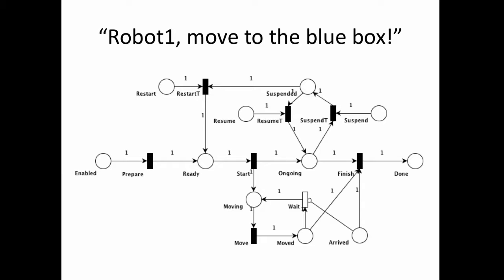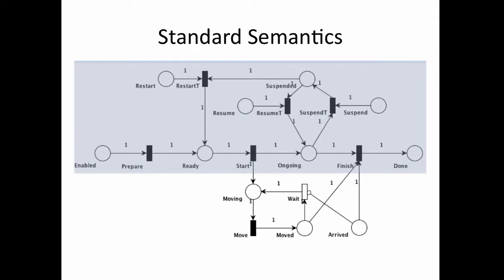So let's get into a little more detail here. This gray portion of the Xnet indicates a standard structure, a standard semantics for events and actions that we think is applicable very widely, and suggests that we've got initially an enabled state, which says that we're ready to do the action, subject to some prerequisites which happen in the prepare transition, at which point we're fully ready to start, and we enter some ongoing phase which could last for some period of time. Then we're going to finish and be done.